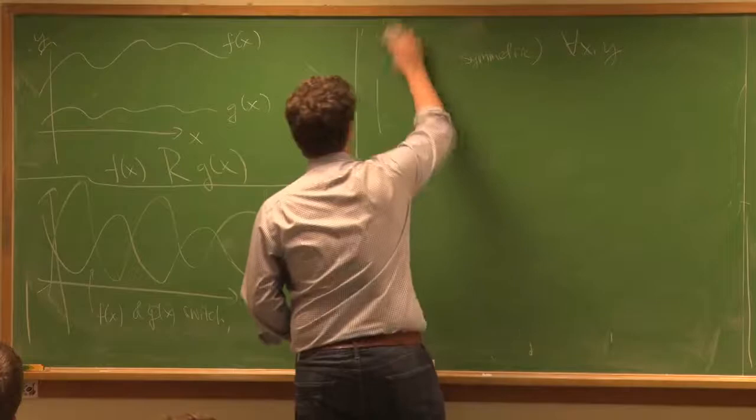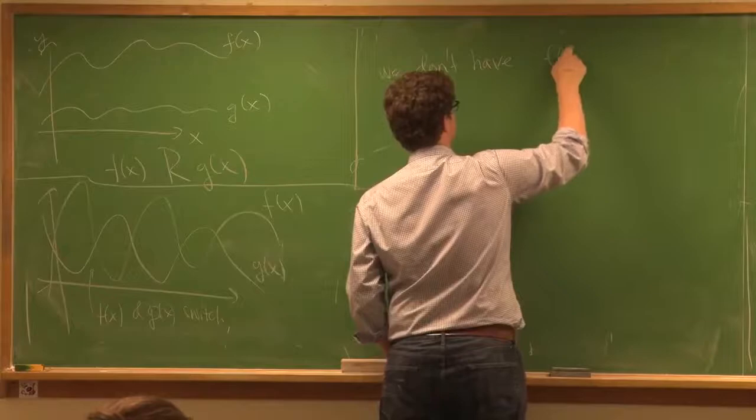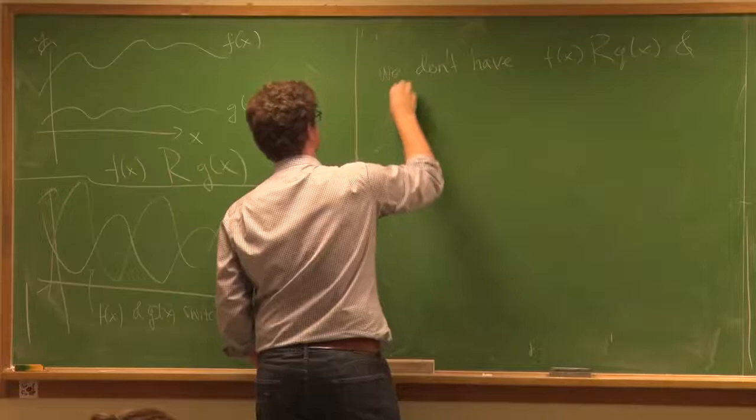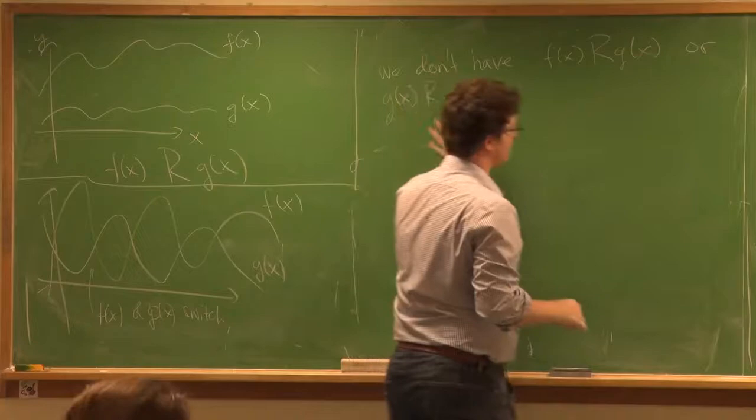So here we don't have f of x related to g of x, and g of x related to f of x, or g of x related to f of x. So they're not comparable, all right?